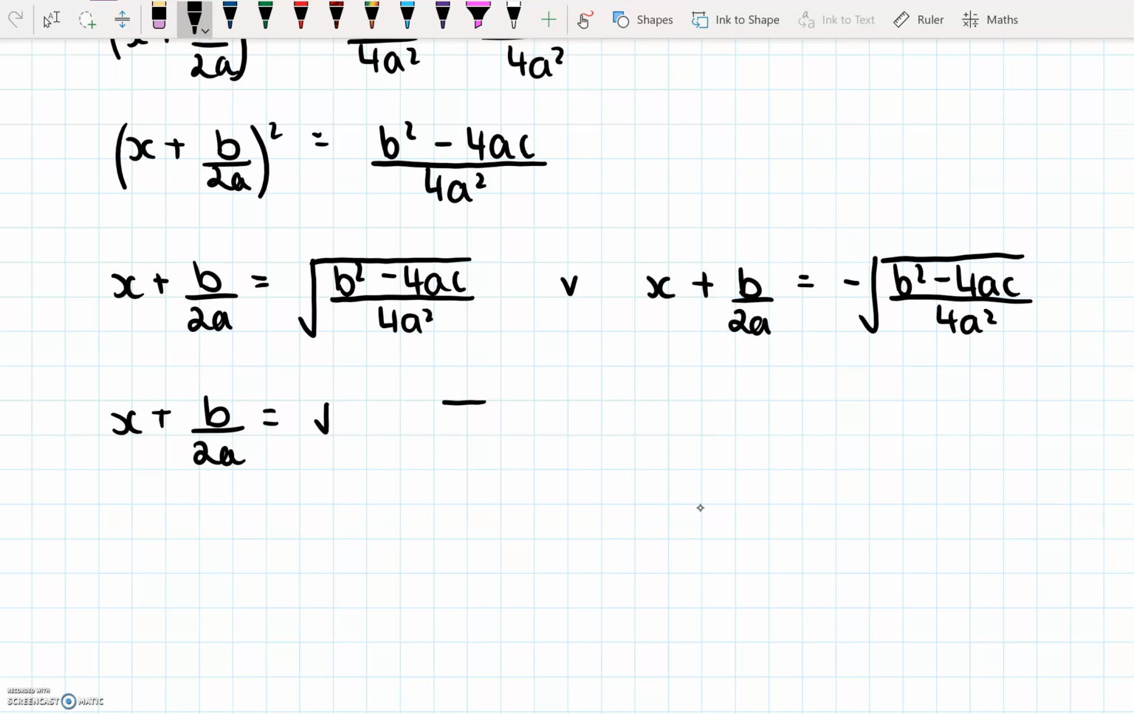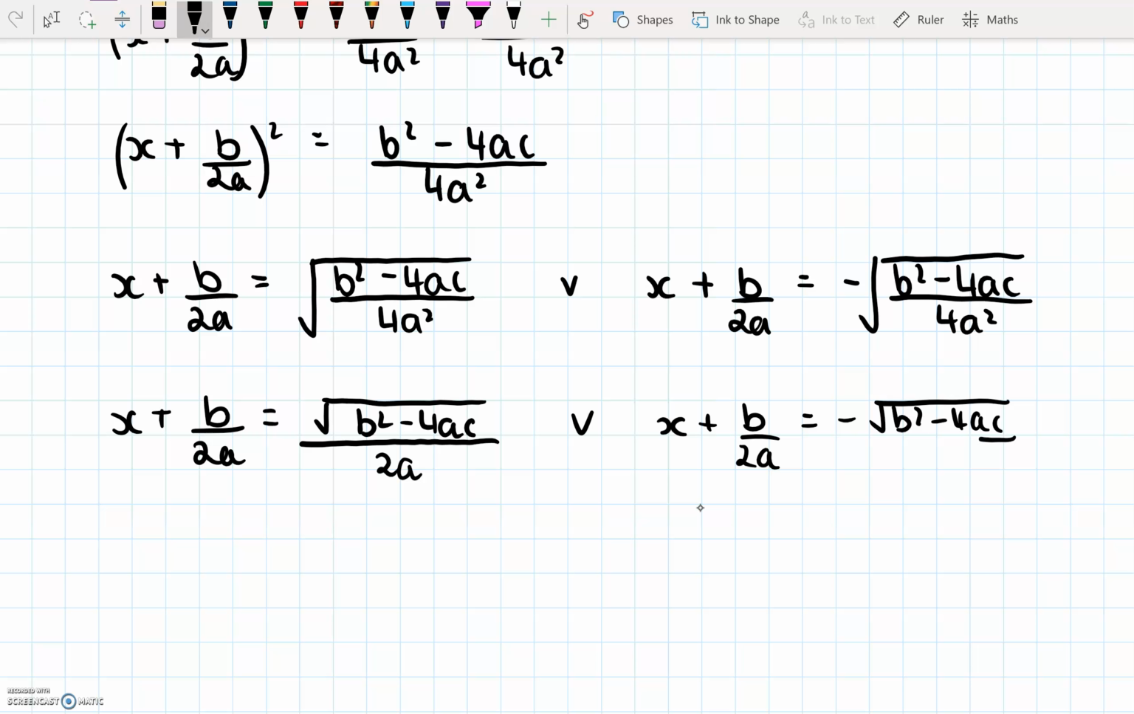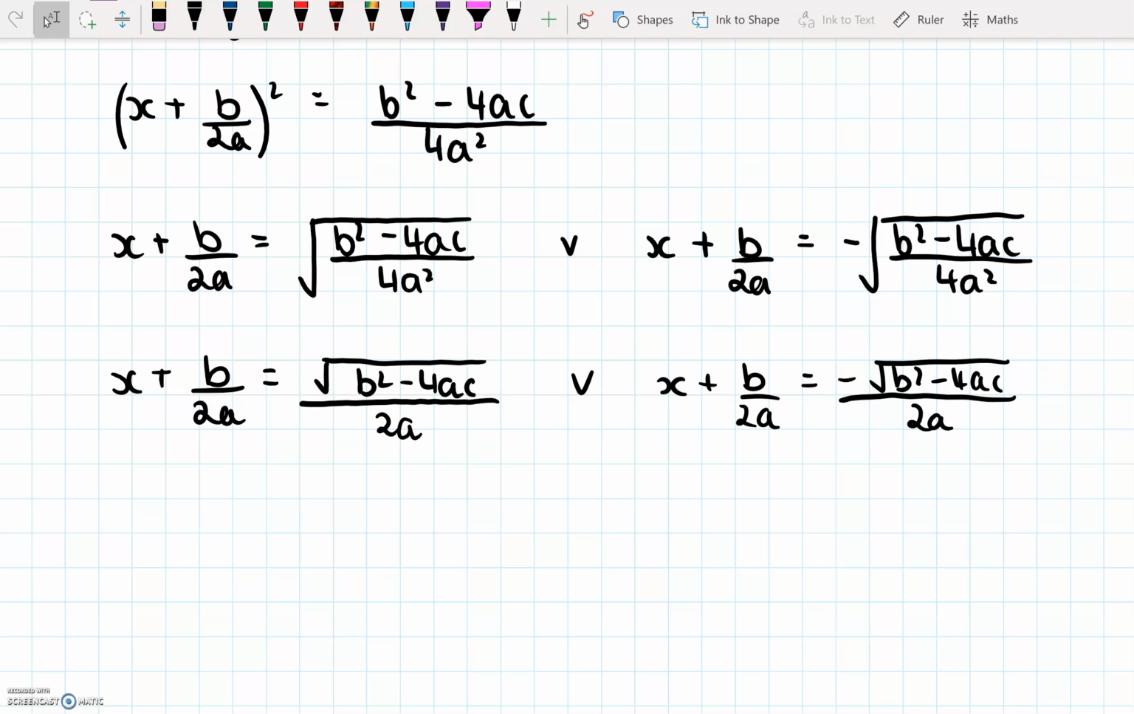So on the top we're going to leave it as the square root of b squared minus 4ac. And the bottom we can actually take the square root of. The square root of 4 is 2, and the square root of a squared is a. And the same on the other side. So x plus b over 2a equals negative root b squared minus 4ac over 2a. We're almost done, and you should be able to see what we're going to do now. We just want x by itself, so we're going to subtract the b over 2a.